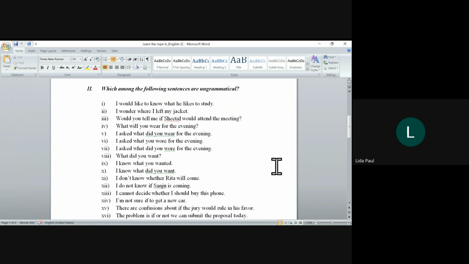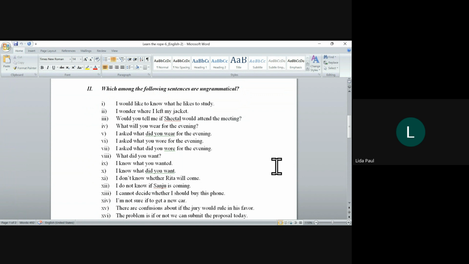Now, the second question. I wonder where I left my jacket. Same thing, right? So, what is your question clause here? Where I left my jacket. So, this is the second example of the question clause, the first one with a what and the second with a where. This is the reason they are called question clauses.